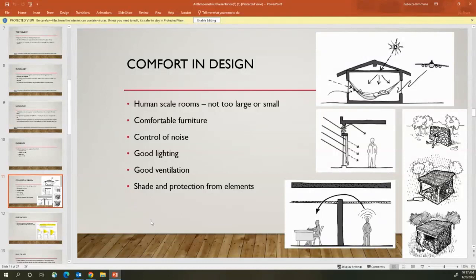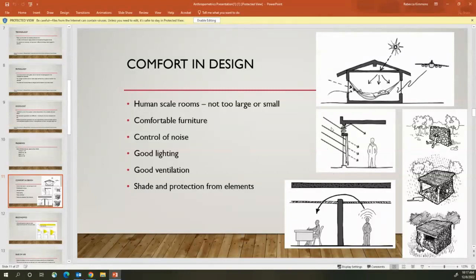You want to control noise. So understand how the noise is coming and where it's coming from. In this illustration, someone is talking over here, and you don't want that noise traveling into where someone's working. So you need to understand how that works and what you can do to mitigate it as it goes through.